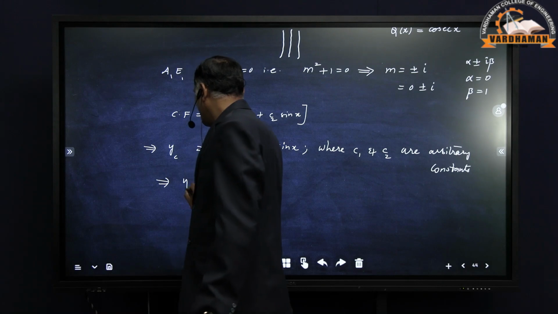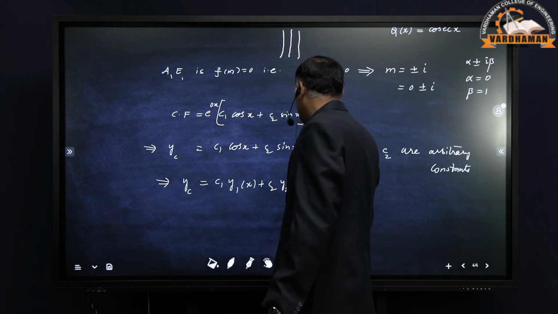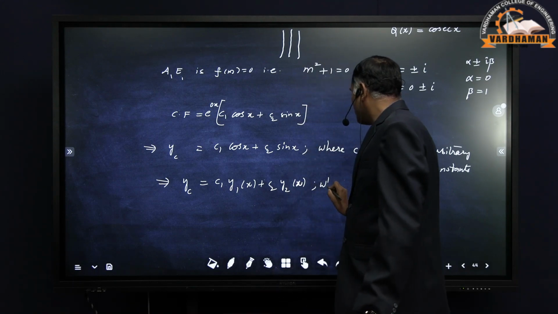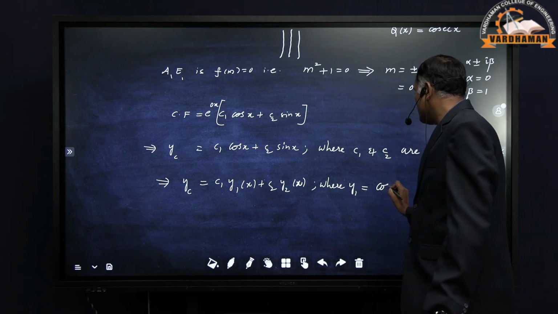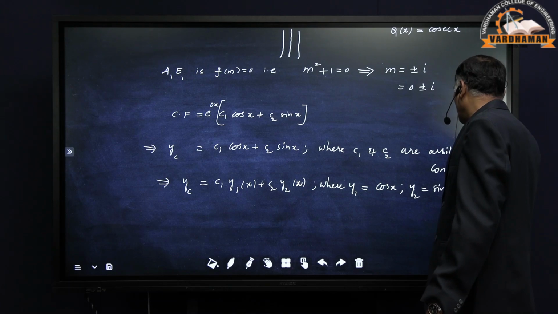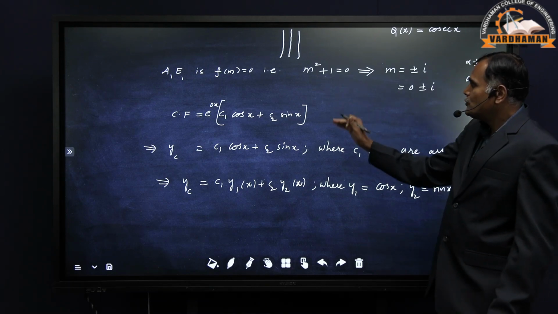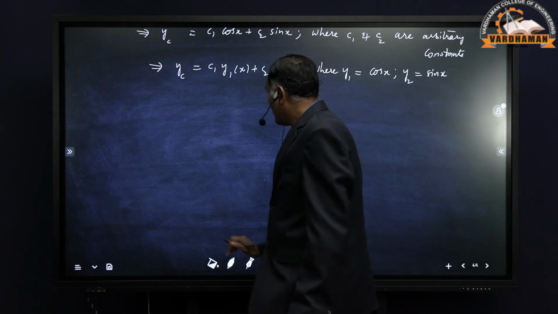Now let us take this equals to like this. I am writing this as like this. In this case y1 is nothing but cos x, y2 is nothing but sin x. Now let us find the particular integral by the method of variation of parameters.